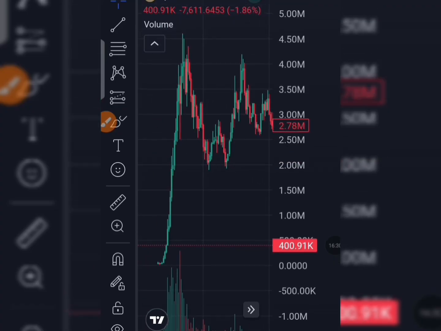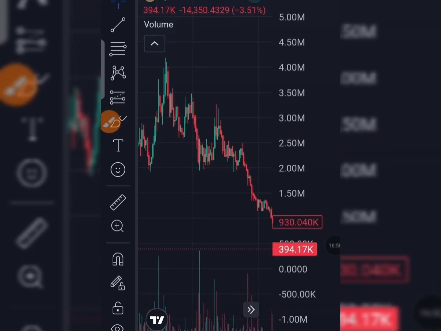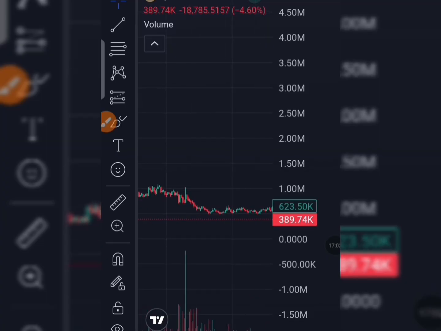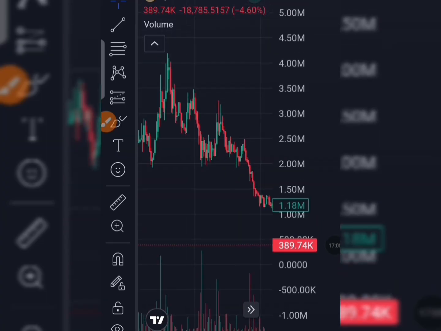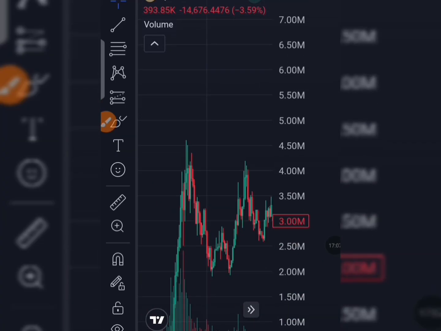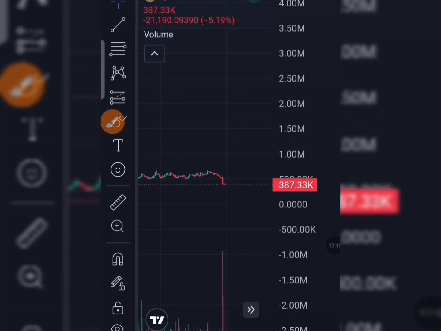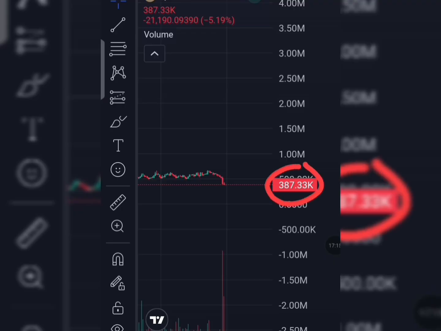So for example, when you buy right here, you are going to be making 5x right here. If you buy at this point and sell at this point, you are going to be making a good 5x right there. And as you can see, it starts dipping again, and again, until it has dipped to this extent right here. The highest this coin pumped was, let me see, 4.5 million market cap right here, and it has now dipped to 387 market cap right here.